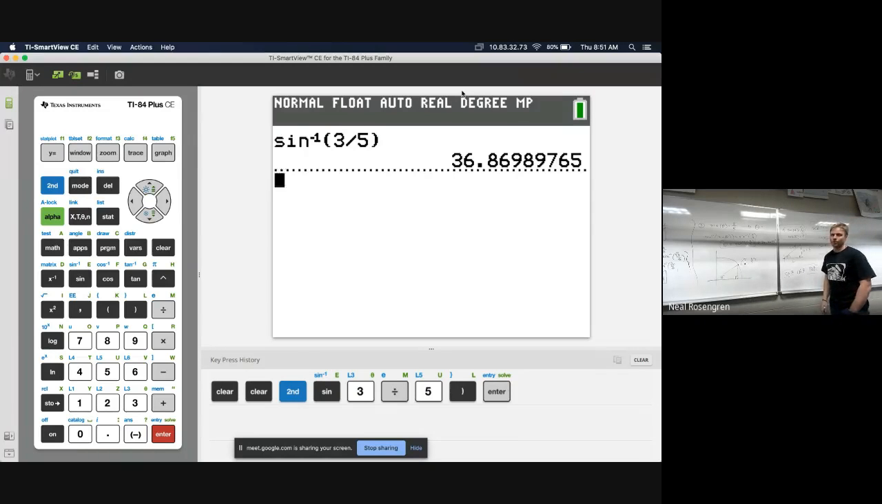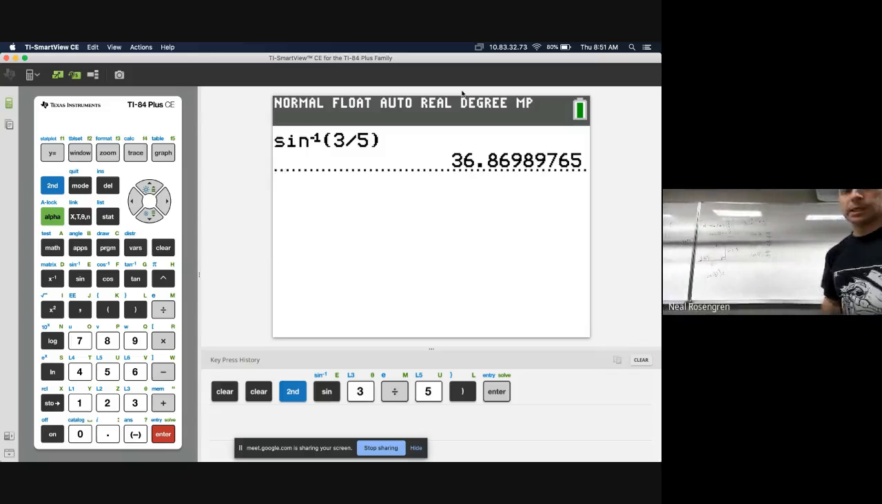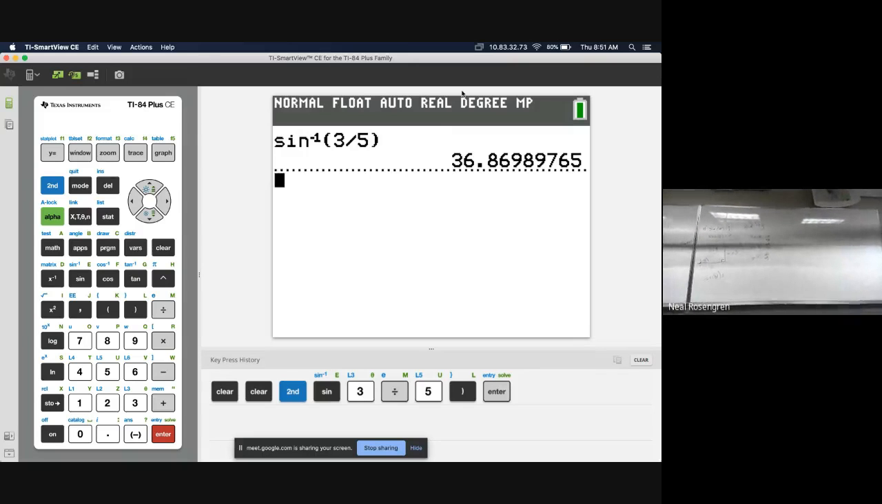So how are we going to figure out cosine? Well, cosine is adjacent over hypotenuse. And so all we really need, I'm going to slide us over here, all we really need to be able to do, hopefully, is find the length of that adjacent side.